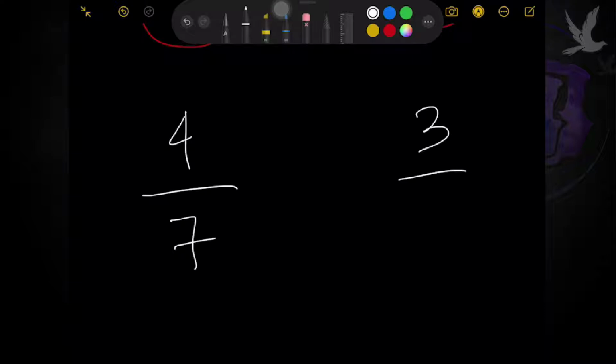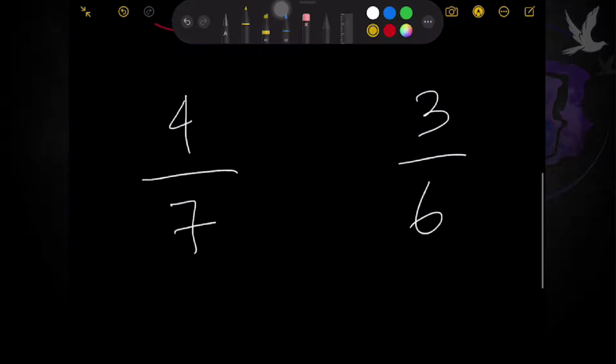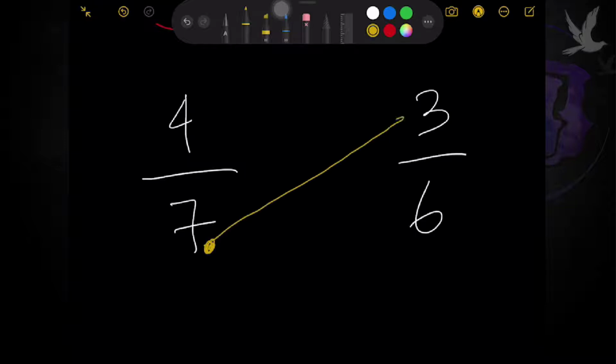Such as, let's say, for example, 4 over 7 and 3 over 6. Okay. That's all there is to it. Here you need your multiplication skills to determine which fraction has the bigger or smaller value. Okay, this is the first thing that you need to do. Take this denominator, multiply it to the numerator of the other fraction. 7 times 3 will give us 21.